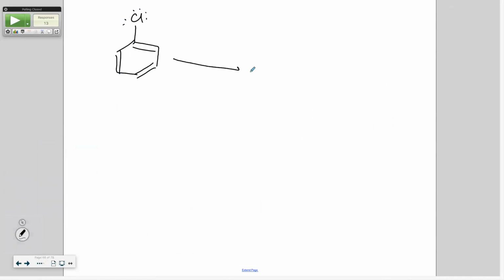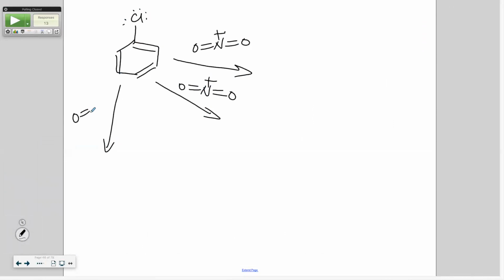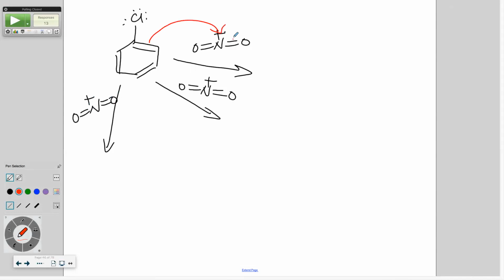Okay, so we're going to add our nitro group. We're going to add it ortho, and then we're going to add it meta, and then we're going to add it para, just like we did before. I'm being consistent. But this is true, remember, for every one of the electrophilic aromatic substitutions. So here is path A. We're going to do them in order: ortho, meta, para.